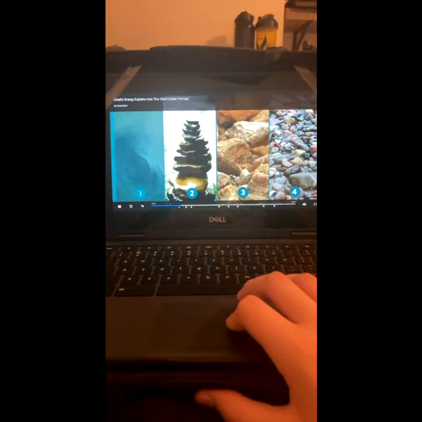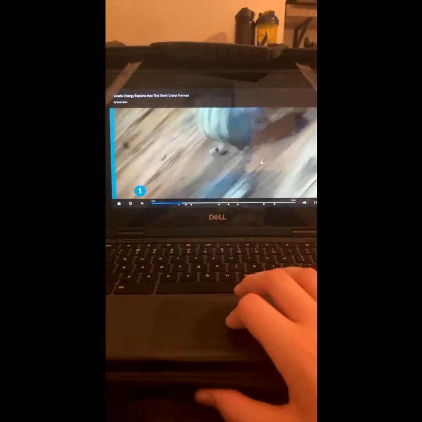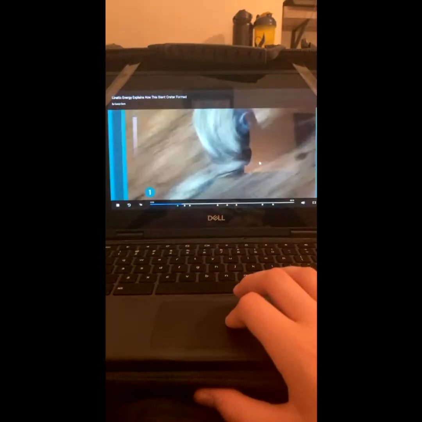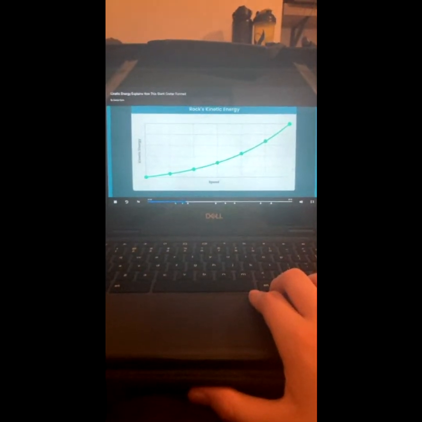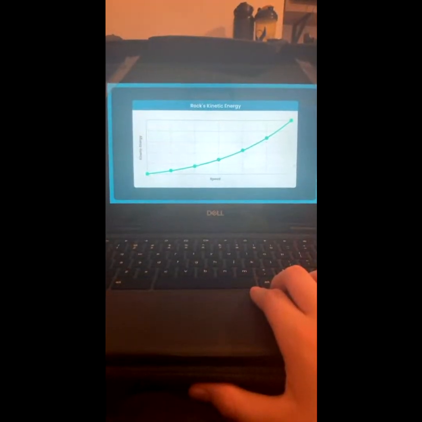Rocks that are still have no kinetic energy. Only a rock rolling quickly down a hill has kinetic energy. If we use a graph, we can track the rock's speed as it falls. What happens to the speed of a rock as it continues to fall? We can see how the rock gets faster and faster as it falls. We can also keep track of the rock's kinetic energy on a graph. What is happening to the kinetic energy of the rock as it falls?